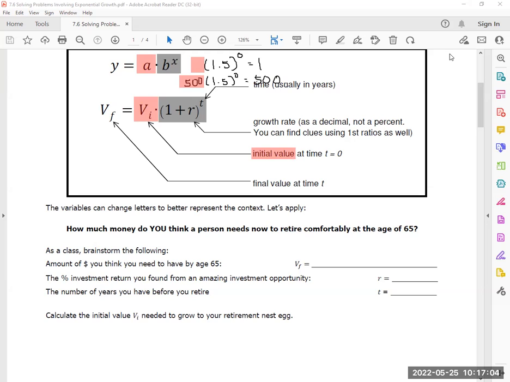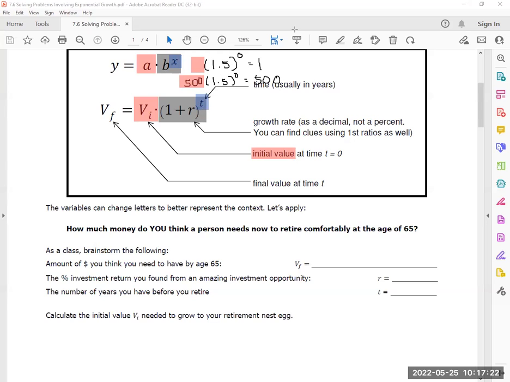I've already mentioned here, my exponent is going to be my time factor. It's usually in years, but I could always change to months, days, even minutes if I wanted to. And you'll see when it comes to the context of the question.